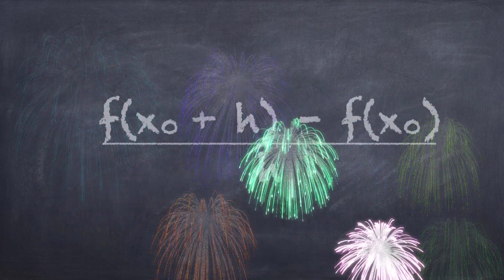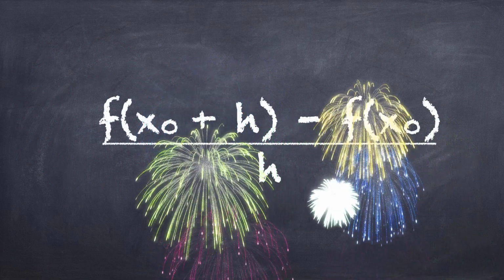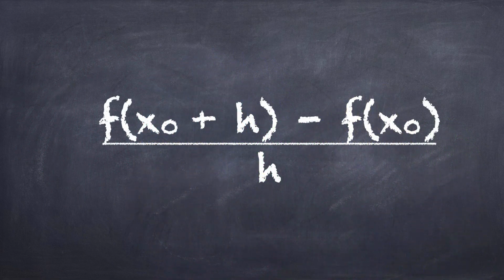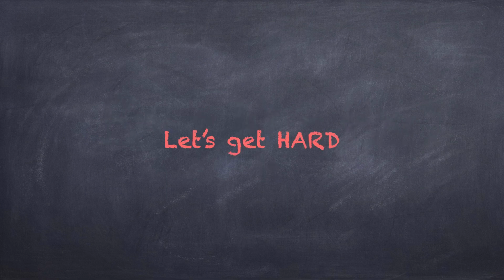f of x naught plus h minus f of x naught, all over h. There isn't really a name for it, or I'll introduce the name in a little bit. That's the equation. This is going to be one of the most useful things in your journey of calculus, well, for derivatives anyway. Okay, now, let's go a little bit harder.